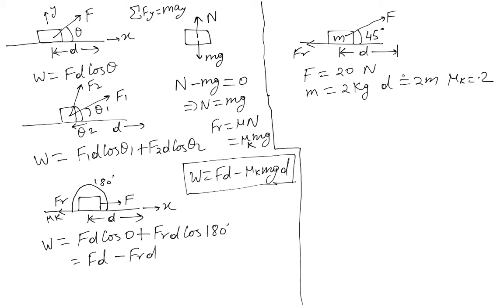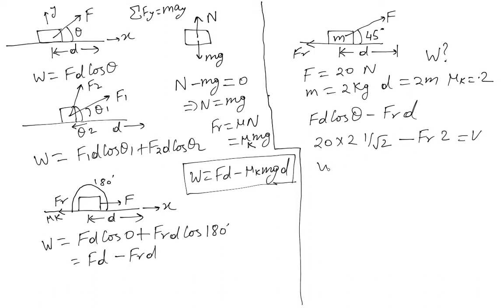So what is the work done by the two forces? Friction is there anyway. So the work done will be F d cos theta minus Fr d. What is F? It's 20. What is d? It's 2. What is cos 45? It's 1 over square root of 2, minus Fr times 2. And this is work. So work is going to be 20 square root of 2, the root 2 and square root cancel, minus 2 Fr.